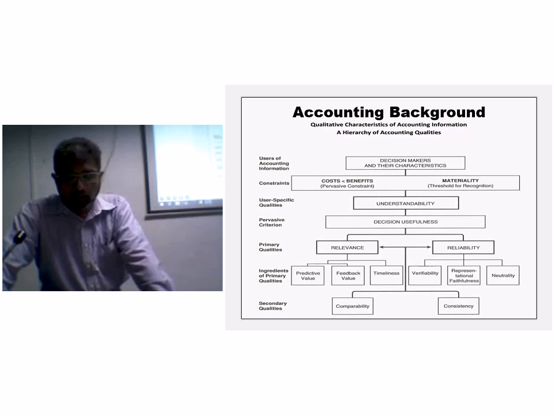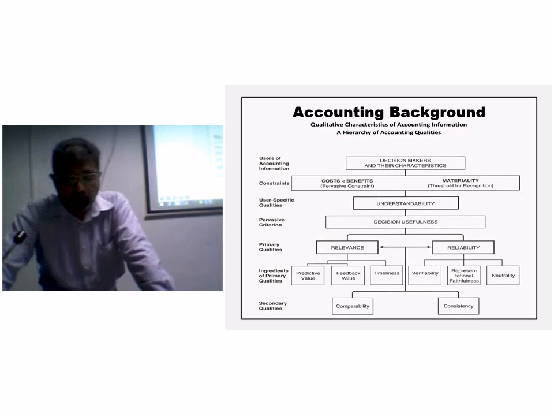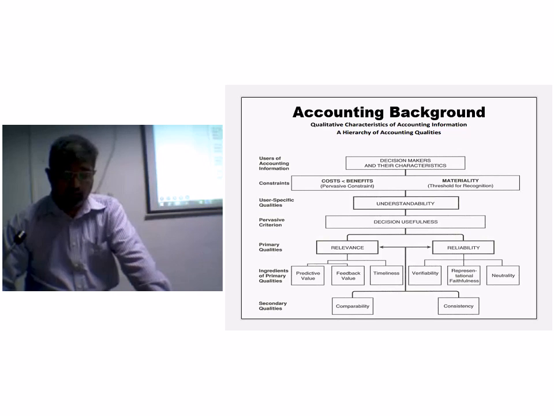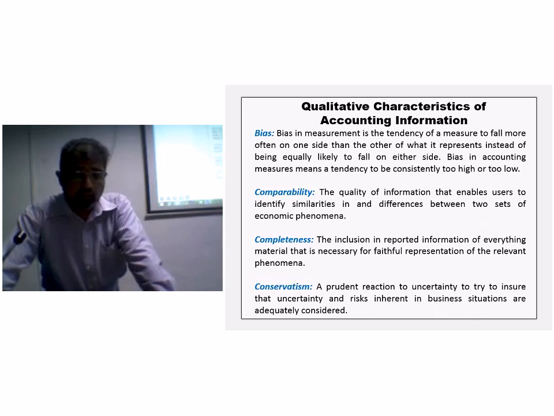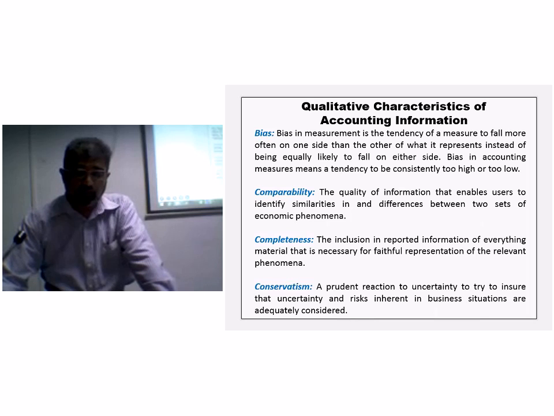Then as much as possible we have to make the information have those qualitative characteristics: relevance, reliability, comparability and consistency. Those are very important for comparing that data. Then further you can see some information regarding the comparability definitions, completeness, then conservatism. There are a number of qualitative characteristics.